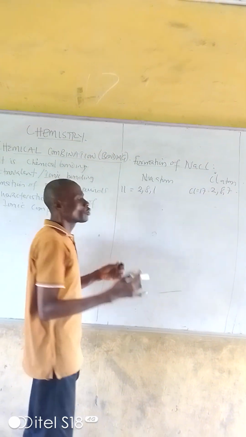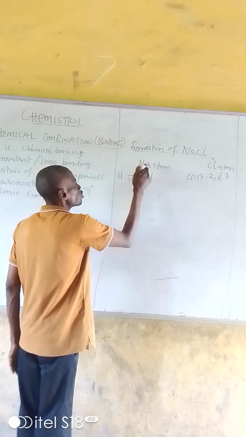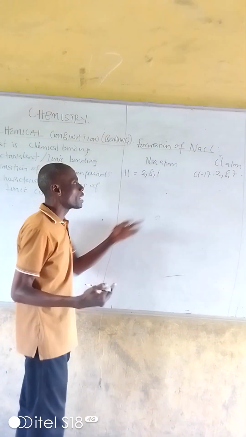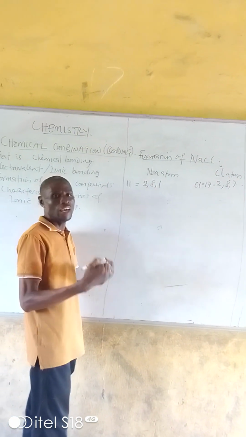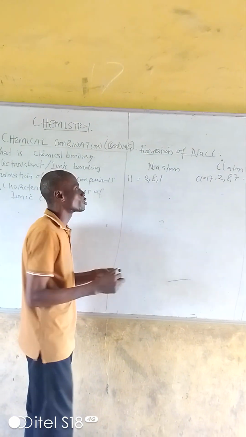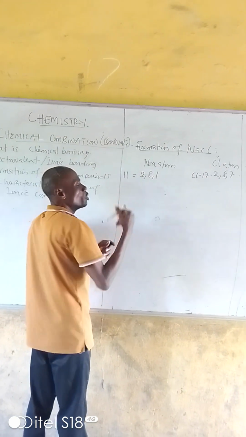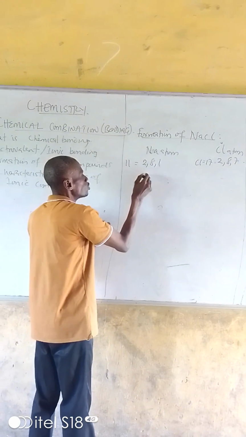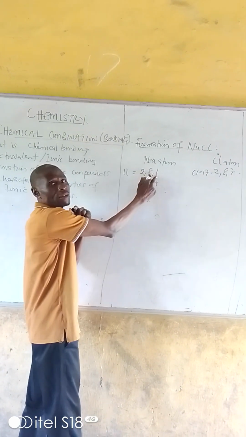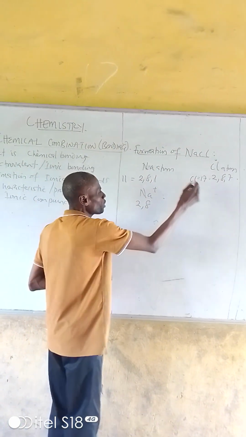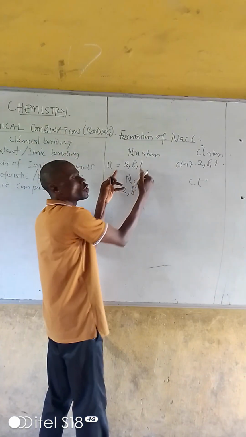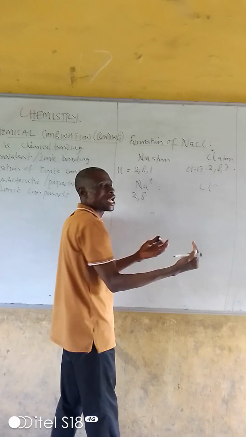Now, when you want to form a bond, the sodium atom, being the metal, is going to lose an electron, whereas the chlorine is going to accept the electron. So sodium is the donor of electron, and chlorine is the acceptor of electron. When the sodium atom loses an electron, it forms 2,8. The one electron has been donated, and chlorine, when it forms the chloride ion, accepts one. So the one that sodium loses is going to be accepted by chlorine.